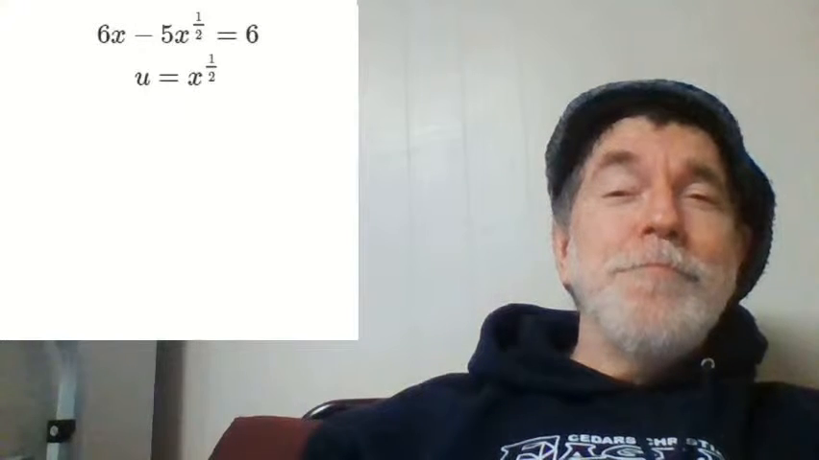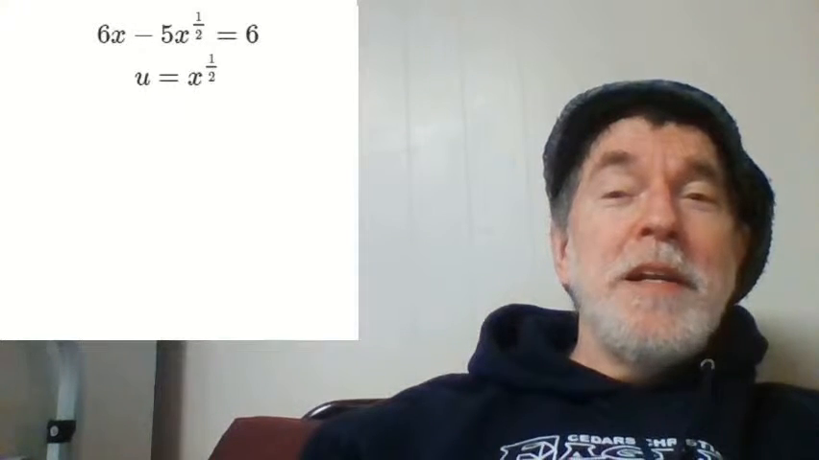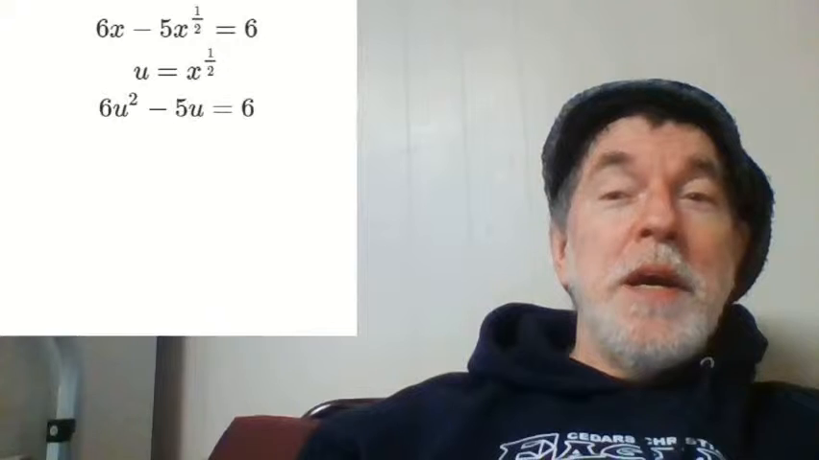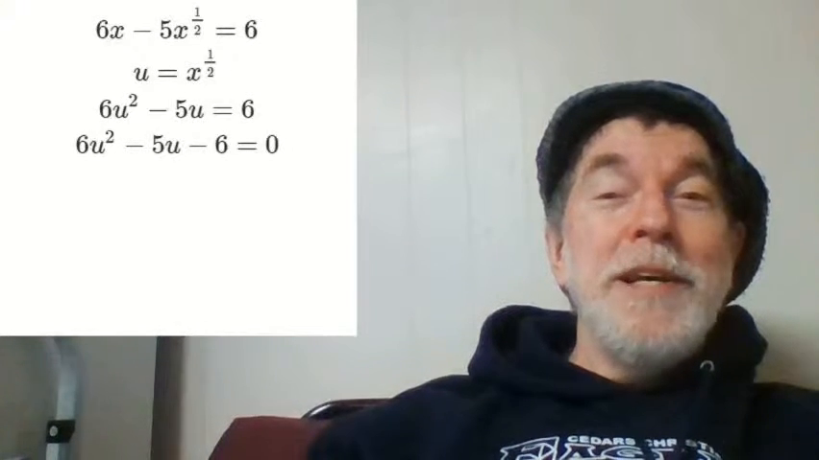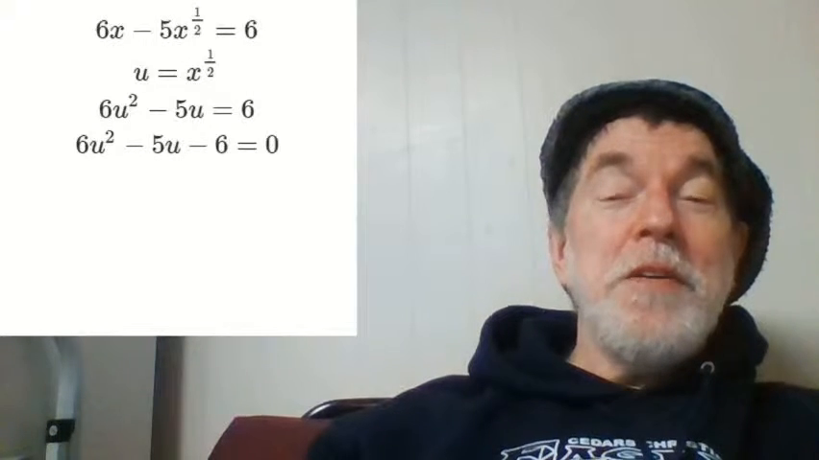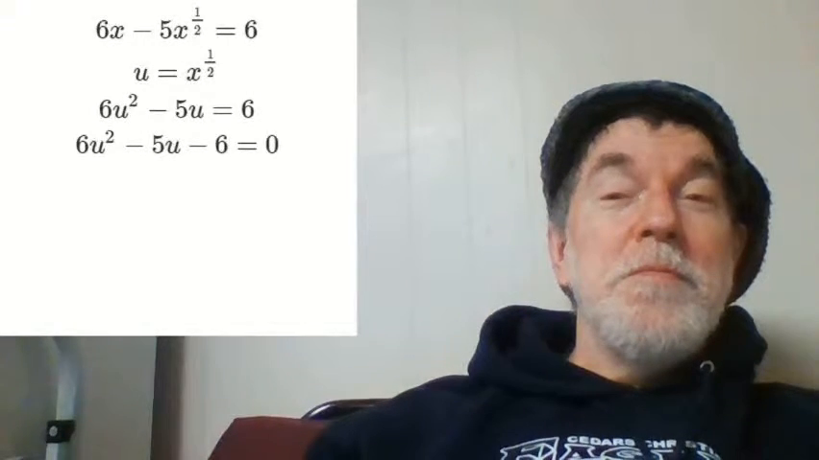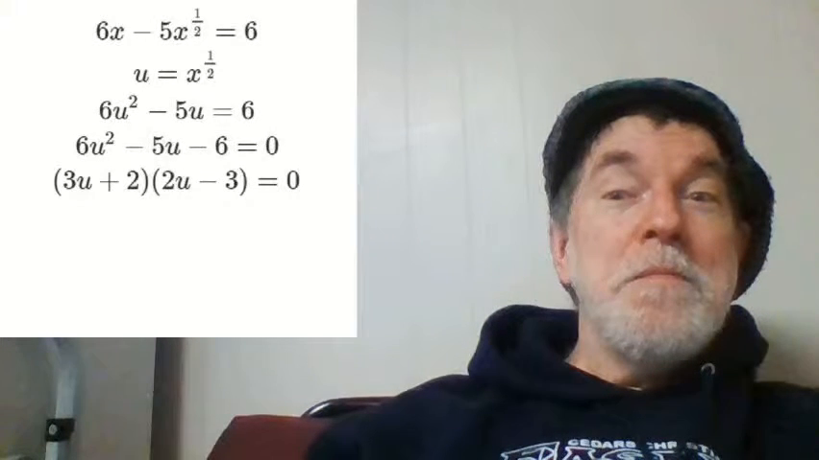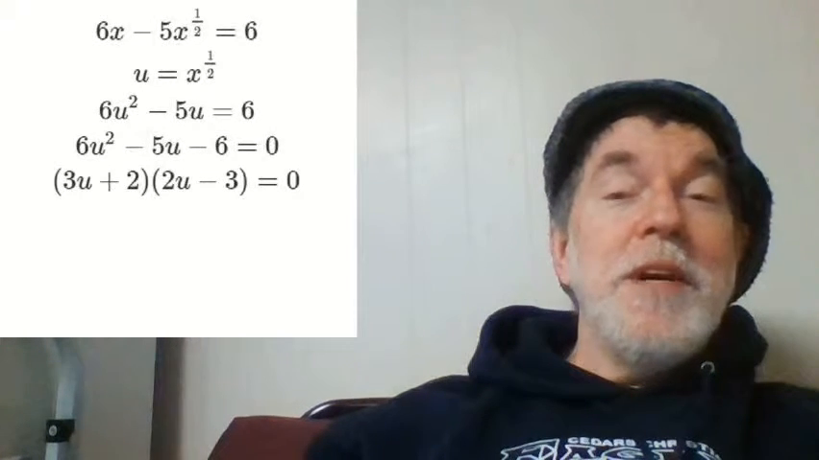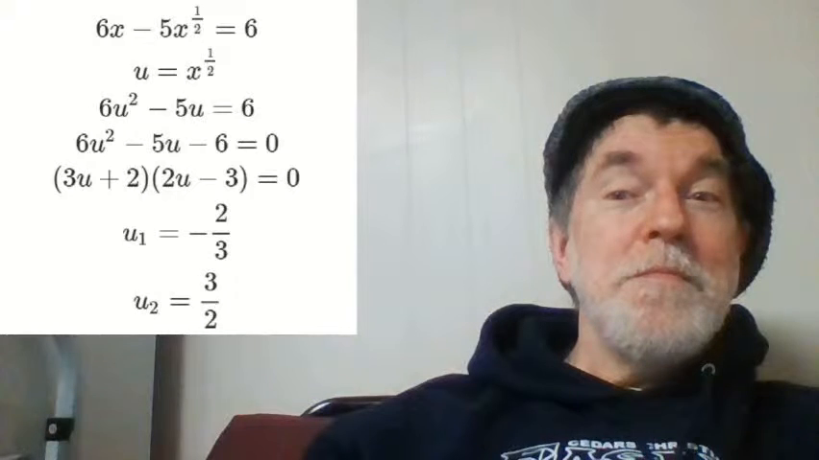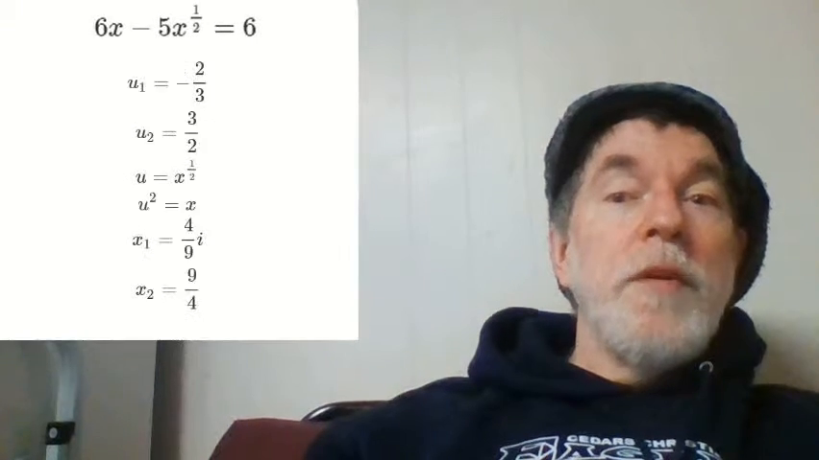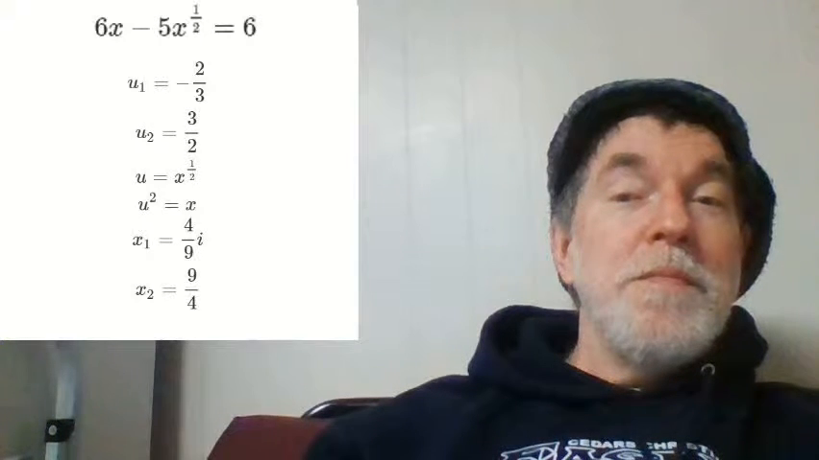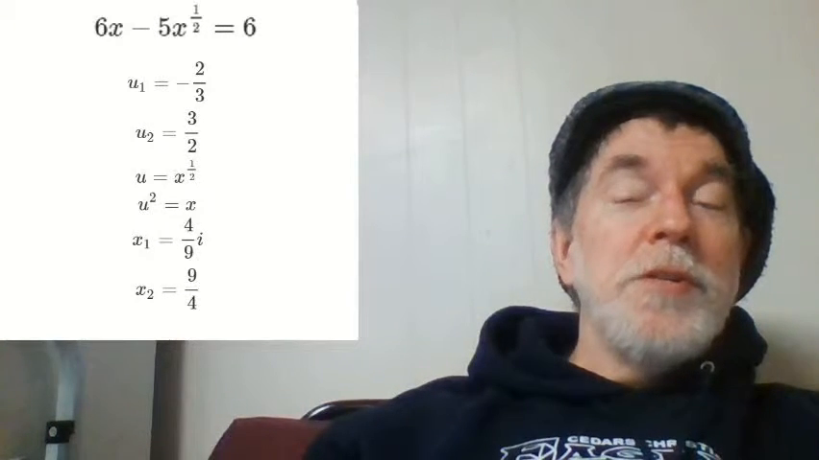So now that we've done that, let's rearrange a little bit, and we've got a mind-bogglingly easy to factor quadratic equation. So let's factor that. We've got two solutions. Reverse the substitution, and there's your solution.